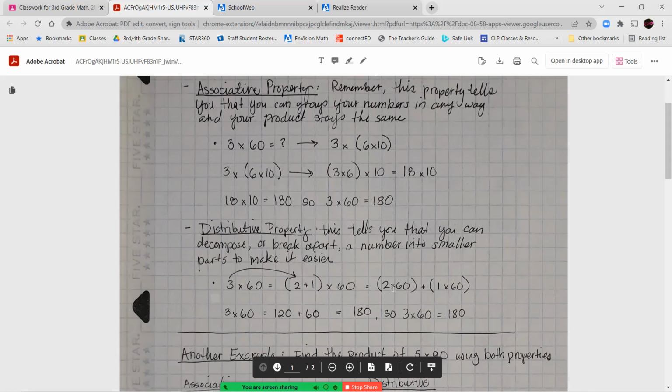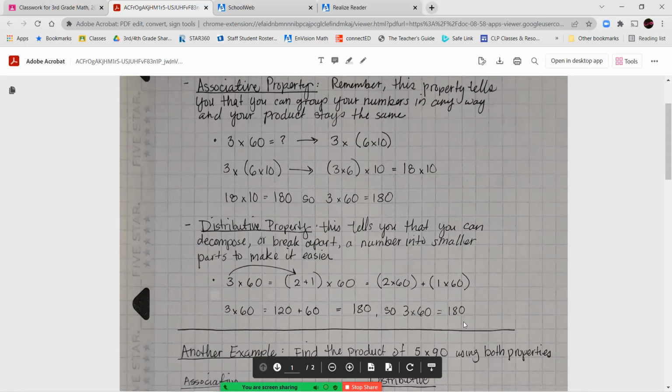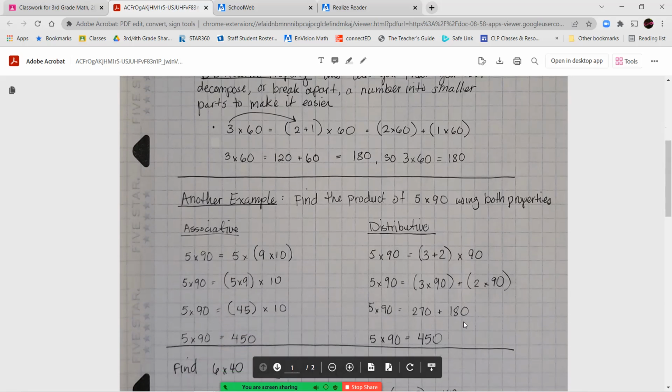And then multiply that by 60. So 2 times 60 plus 1 times 60, which is 60. So that 3 times 60 became the 2 times 60, which is 120, plus 1 times 60, which is 60. 120 plus 60 is 180. So 3 times 60 here was 180.